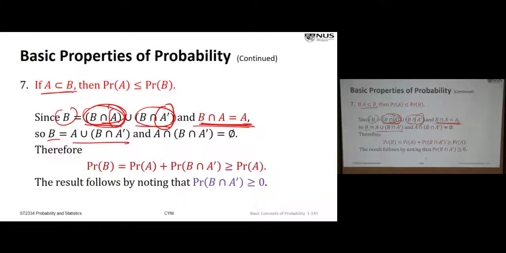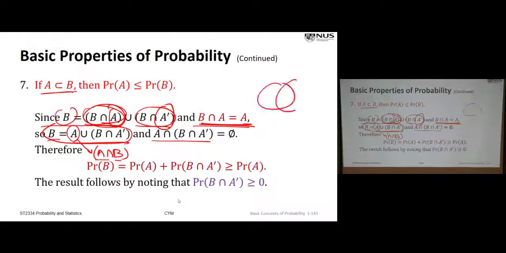And A intersect B, this one: A union B intersect A complement. So what does that mean? In fact, if you remember, this statement is not always true. This one, in fact, is A intersect B. But because of the condition given to us, A is a subset of B. So therefore, A is a subset of B.